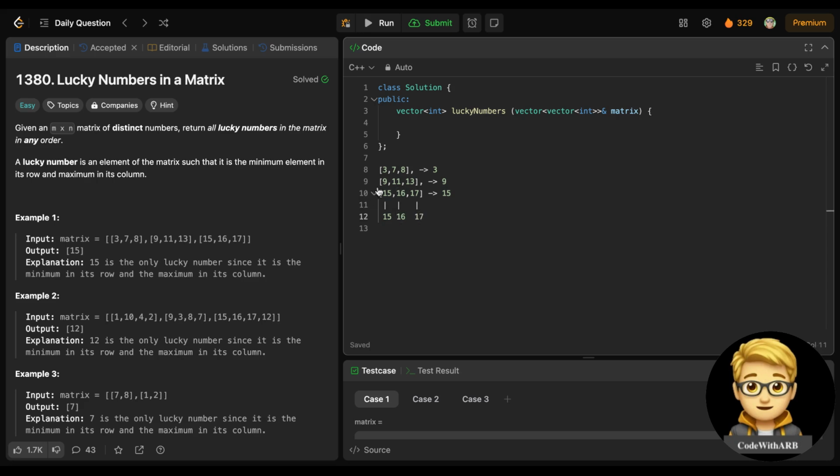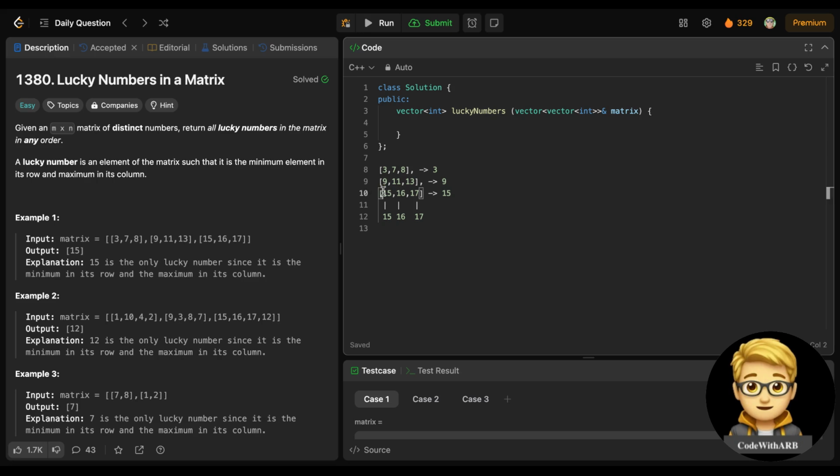So basically, in this particular row the minimum element is 3, but in its column the maximum element is not 3, right? Same goes for 9. In this, 9 is minimum, but it is not the maximum. But if you see 15, in its row 15 is the minimum element, and the maximum element in its column is also 15. The same goes for all the other elements: this is not a minimum, this is also not a maximum.